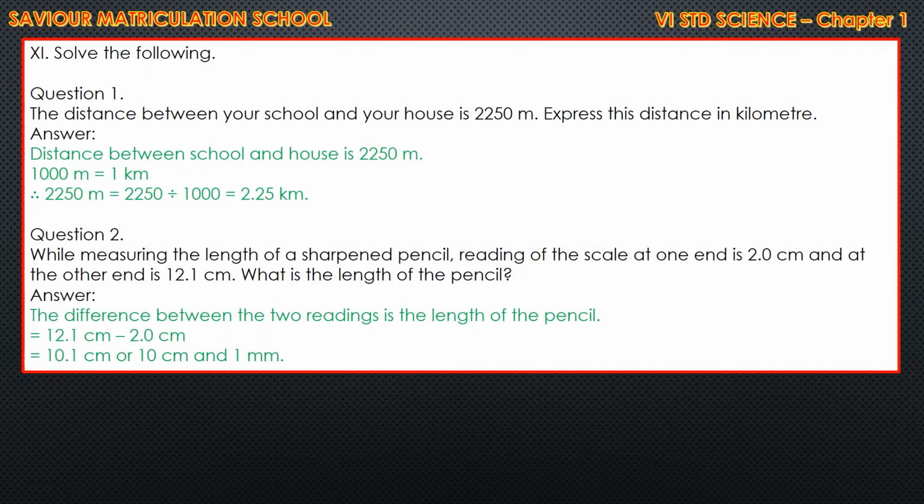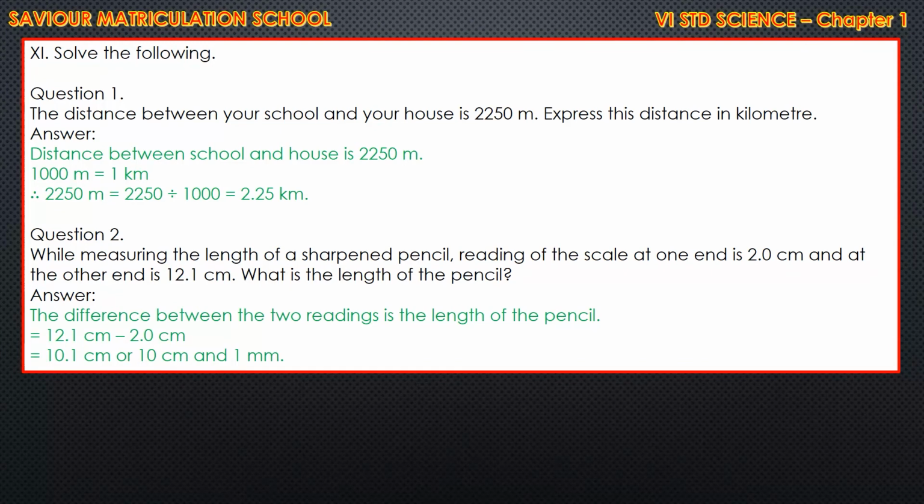The next, children, that is Roman number 11, solve the following. The first question is, the distance between your school and your house is 2250 meter. Express this distance in kilometers. So they have given 2250 meter, and you have to convert this distance into kilometer. 1000 meter is equal to how much, children? 1 kilometer. So 2250 meter you have to divide by 1000.